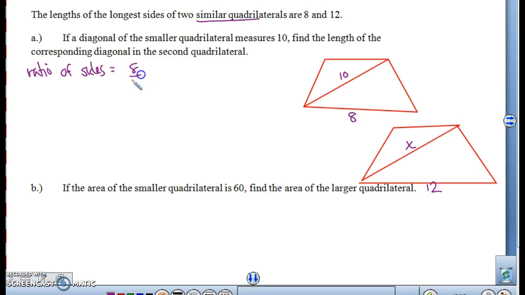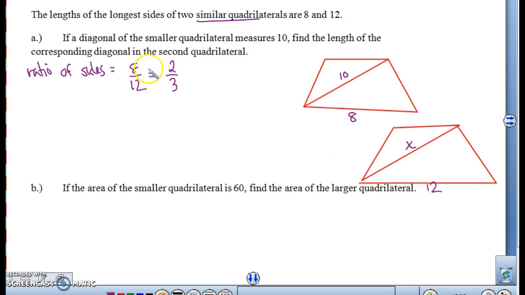is 8 to 12. You can reduce that if you want to. 8 over 12 reduces to 2 over 3, so you can simplify if you want to, or you can leave it 8 to 12, it doesn't matter. Okay, so the ratio of the sides is going to be 2 to 3. Now, diagonals are length. Is any of the units going to change if we're just measuring the length?